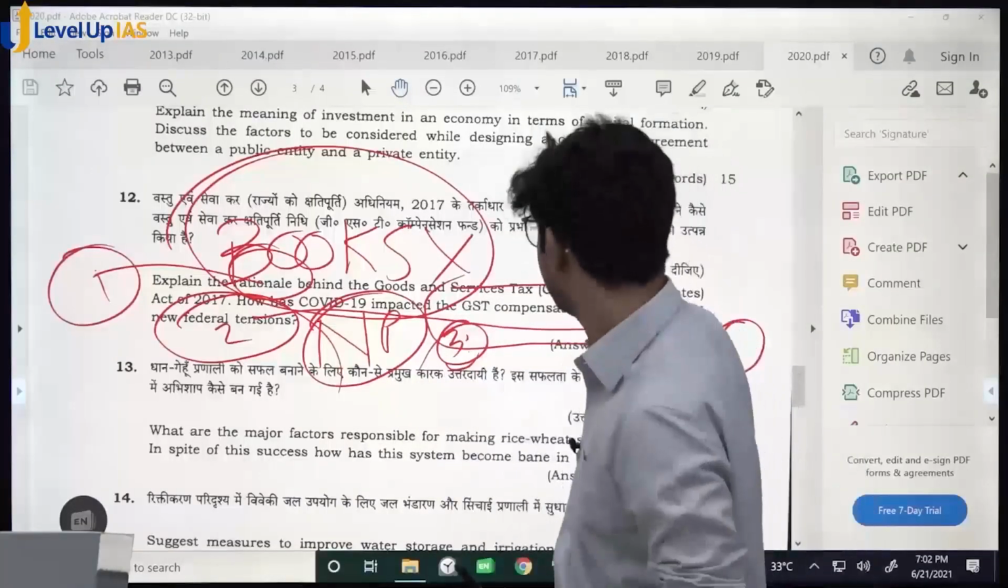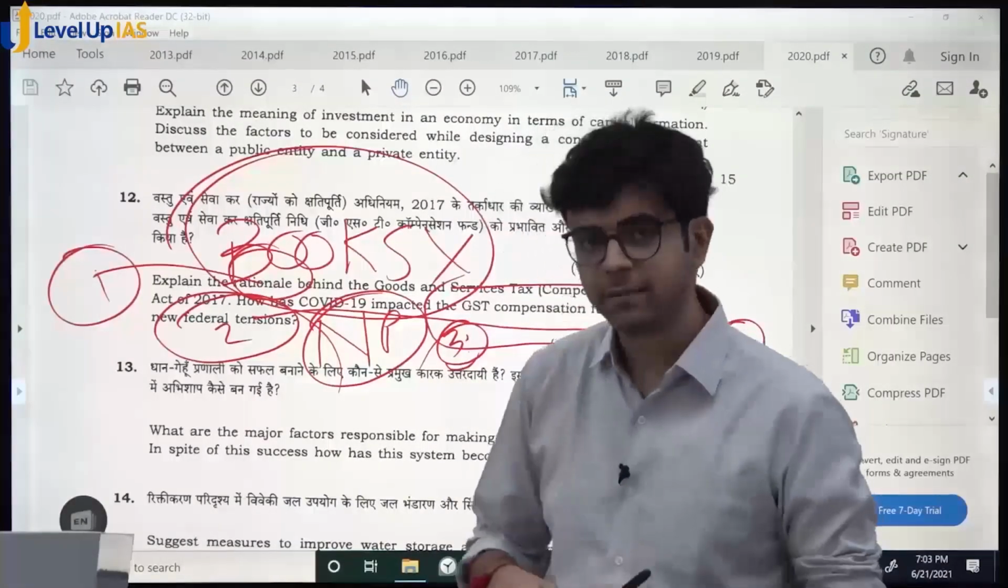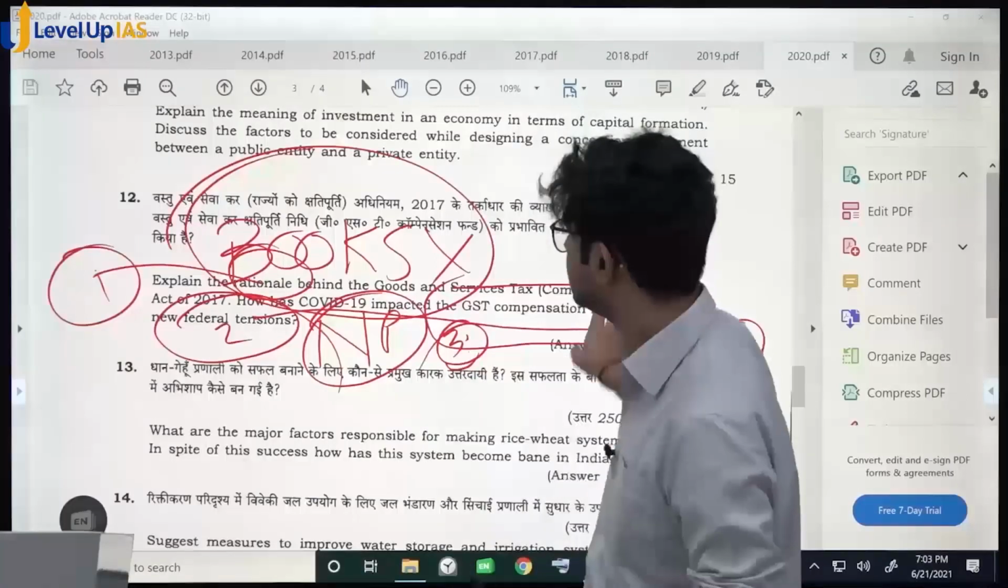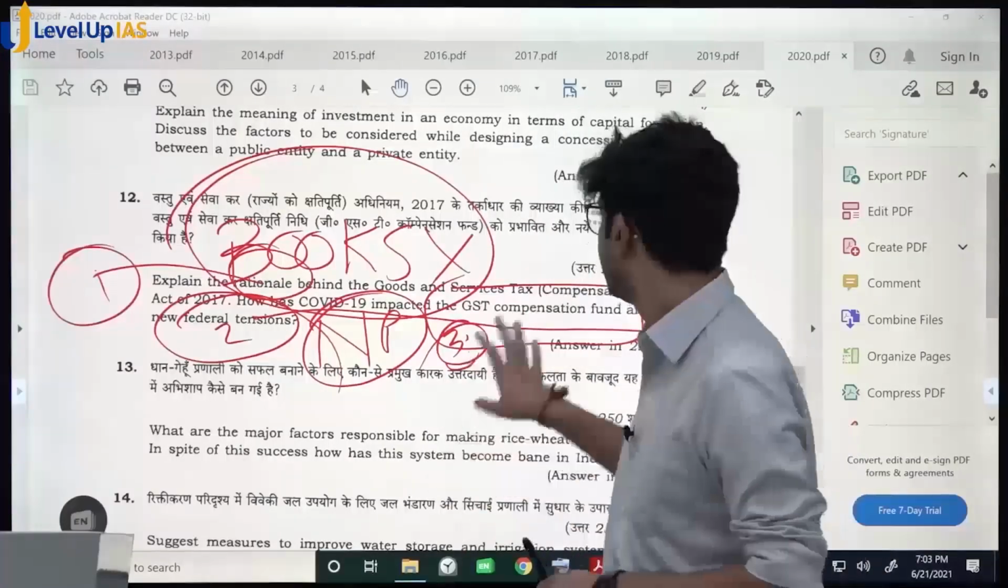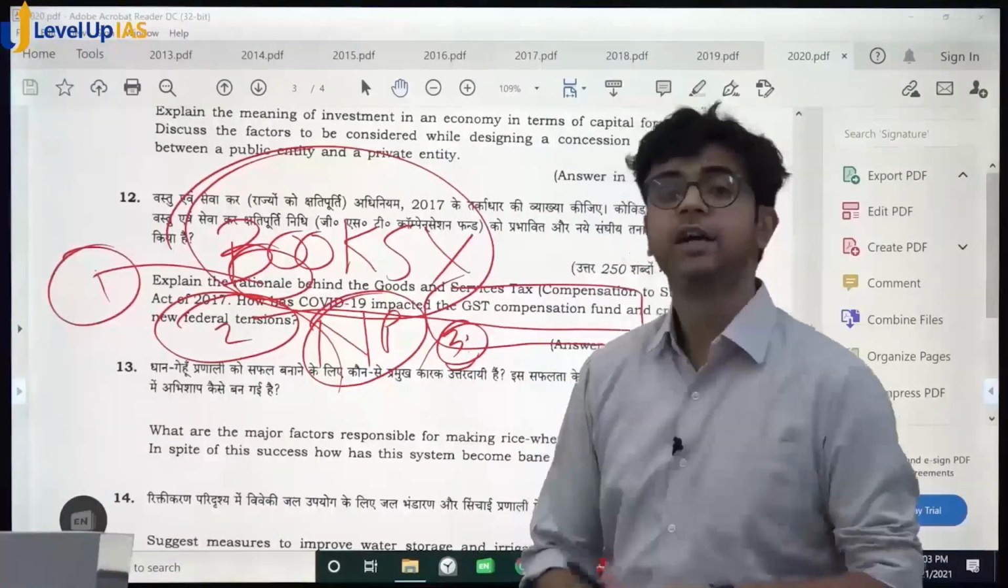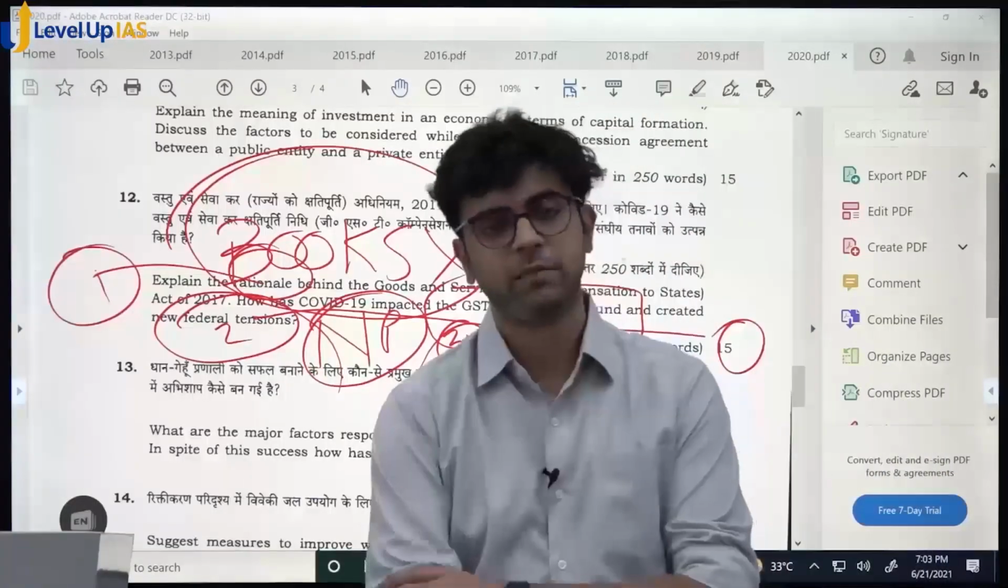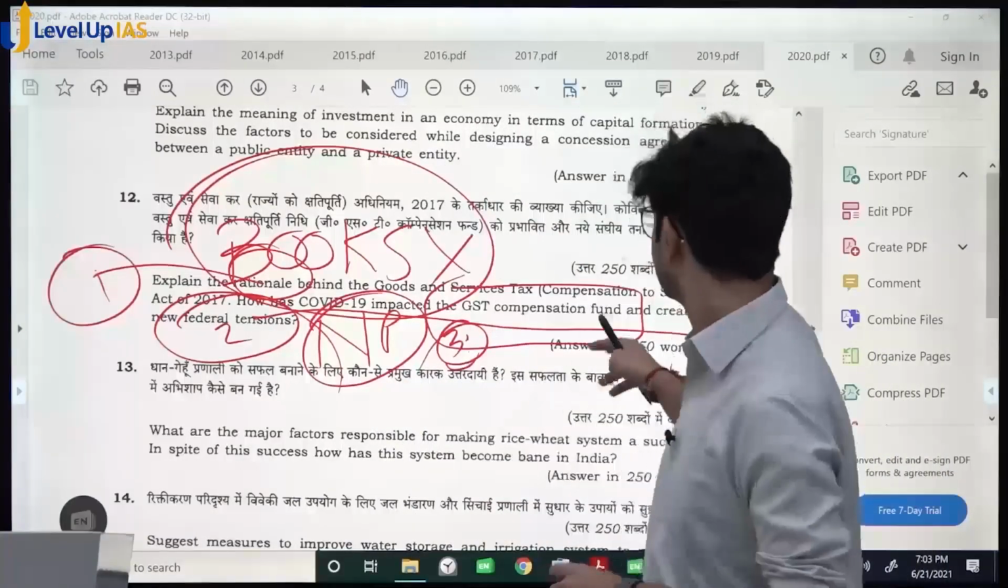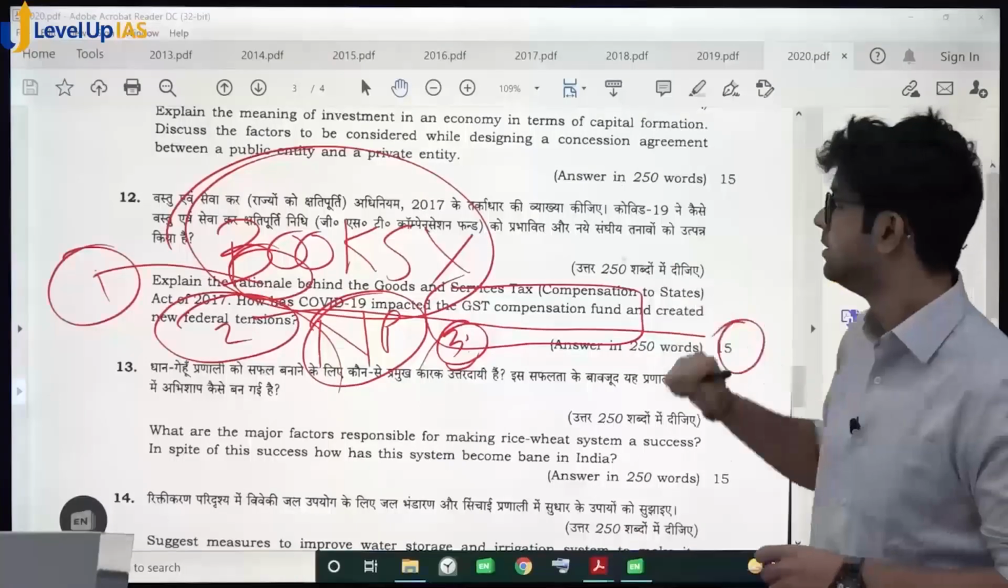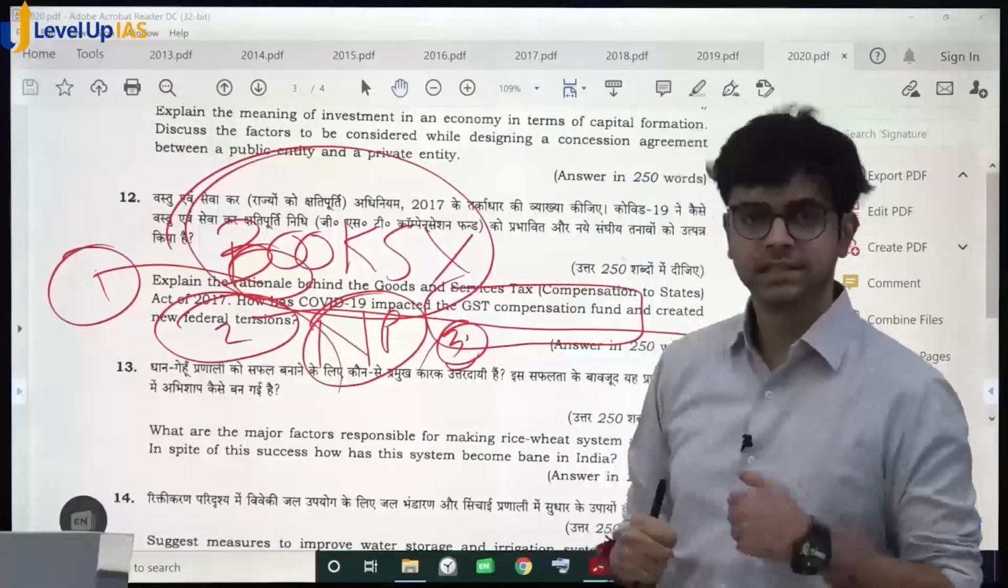This is a 15 marker. So if you are following a different color pen methodology, please note that this is a 15 marker. It's a big question. It is for 250 words, 100 words more than your normal 10 marker. Okay? I hope you are appreciating this fact.